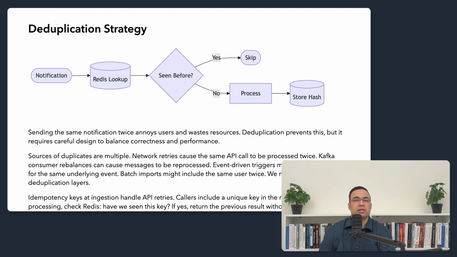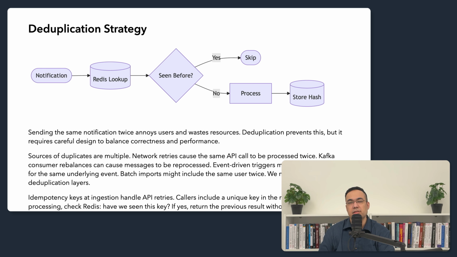So idempotency keys at ingestion handle the API retries. For example, callers include a unique key in the request header, often a UUID they generate. Before processing, we check Redis. Have we seen this key? If yes, return the previous result without re-executing. If no, we process normally and store the key with a 24-hour duration. This makes API calls idempotent. Calling twice with the same key produces the same result.